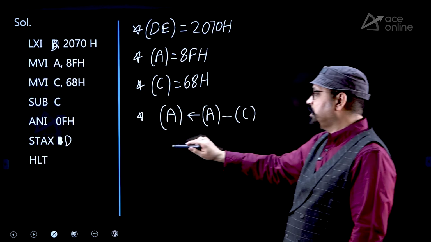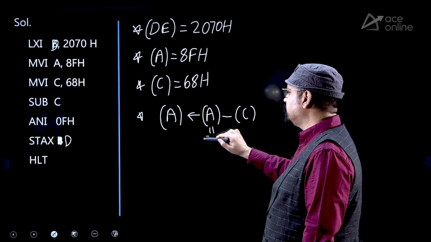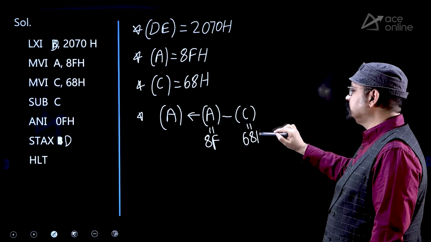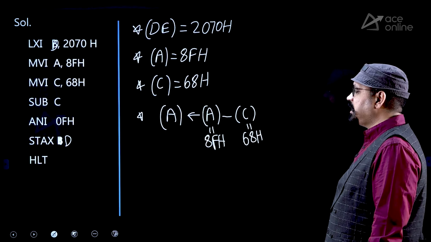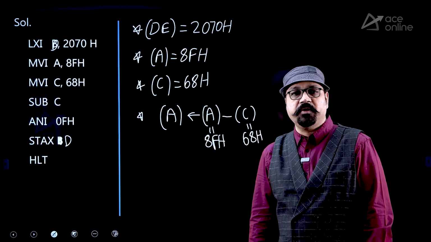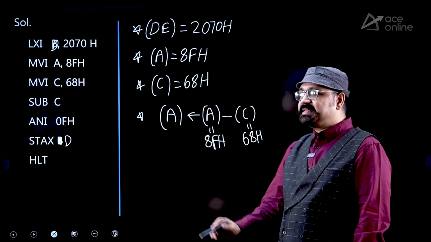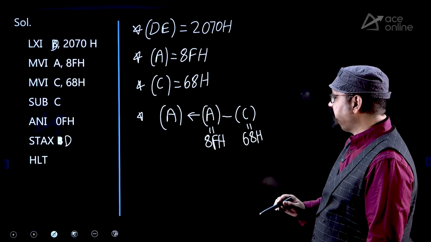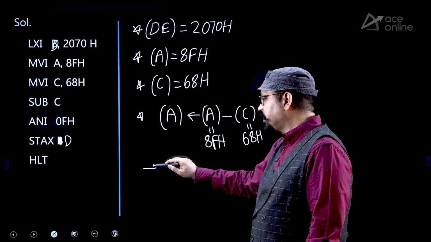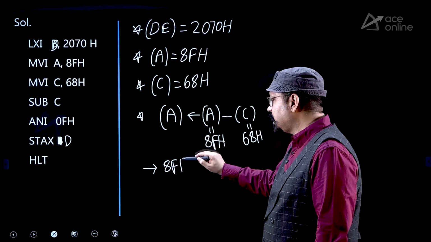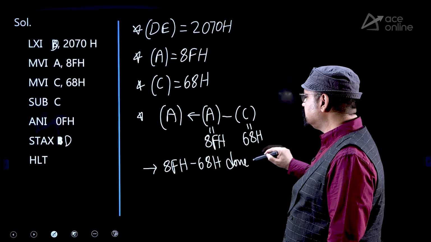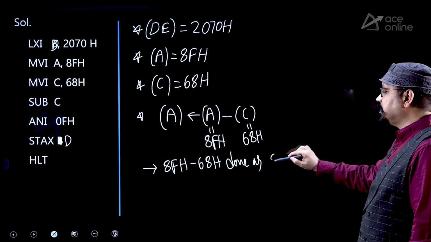What is there in the accumulator? 8F is there. What is there in the C register? 68 is there. So 8F minus 68 is performed here. Who is going to perform it? The ALU of 8085. But please understand, this 8F minus 68 is performed in 2's complement form. I am doing it here: 8F hexa minus 68 hexa is done using the 2's complement technique.